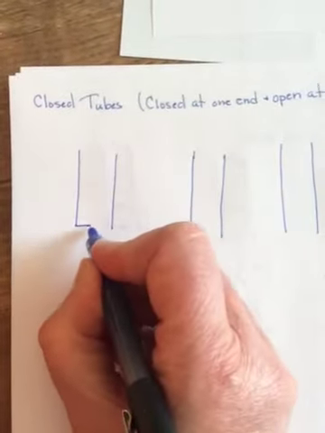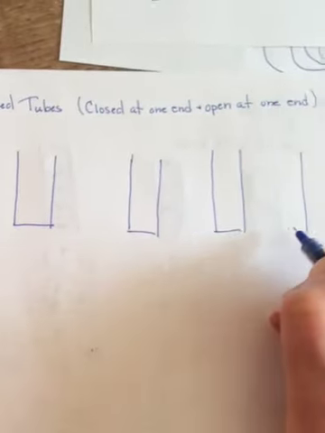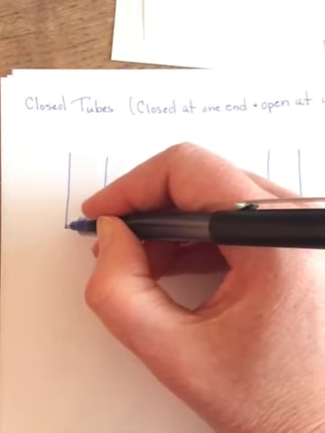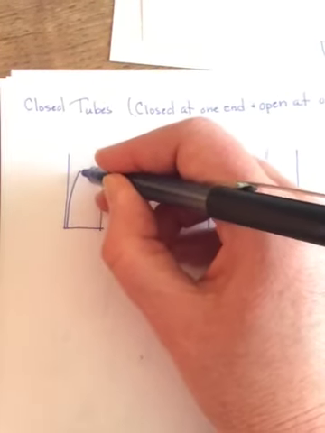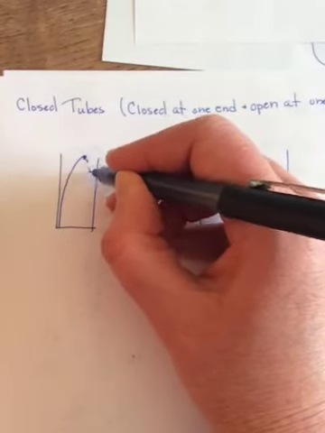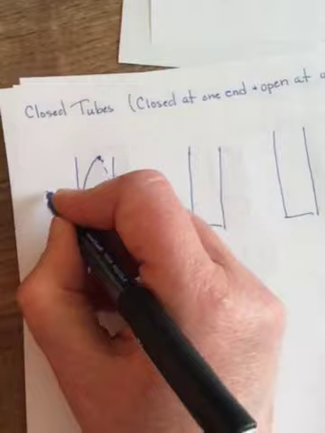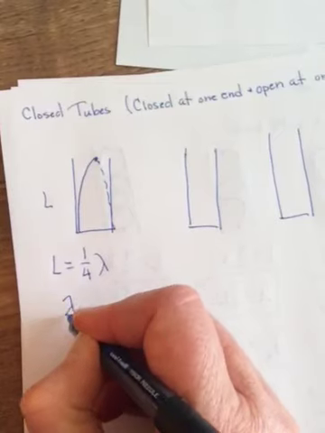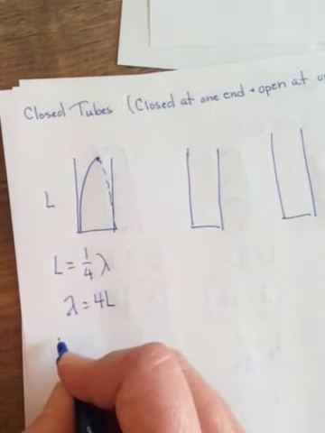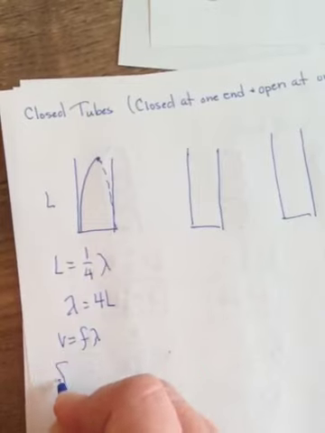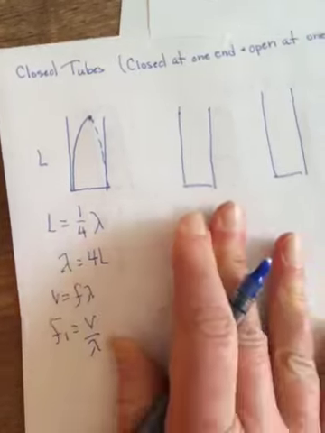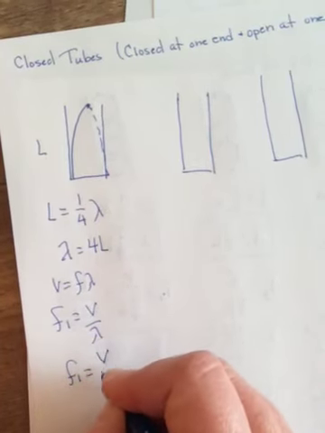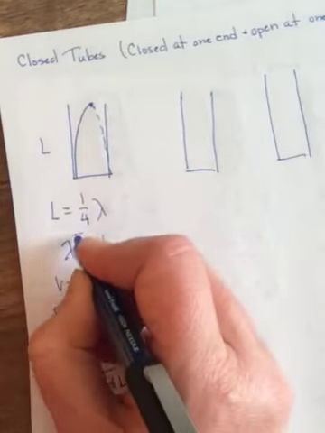All right, time for closed tubes. Closed tubes are a little bit different because they're closed at one end, which means they need to have an antinode at that end, and they're opened at the other. So the smallest standing wave that we can get is not a half wavelength, it's a quarter. So again, if this is L, L is going to be equal to 1/4 lambda, and lambda is going to be equal to 4L. So when we go to V equals F lambda, F1 is equal to V over lambda, our equation for our fundamental frequency for a closed tube will be V over 4L.